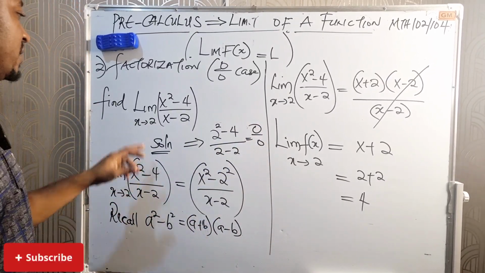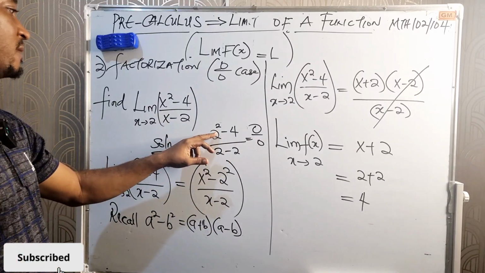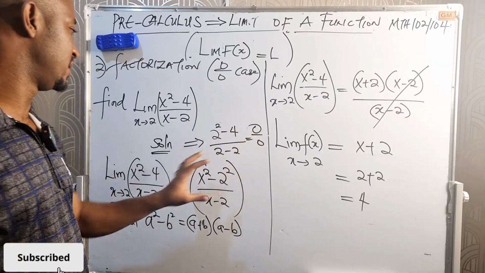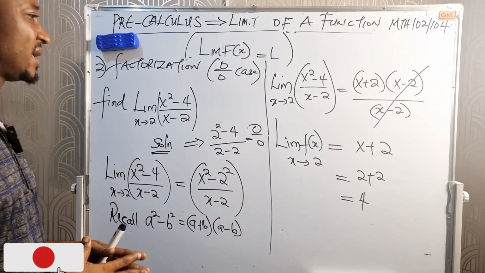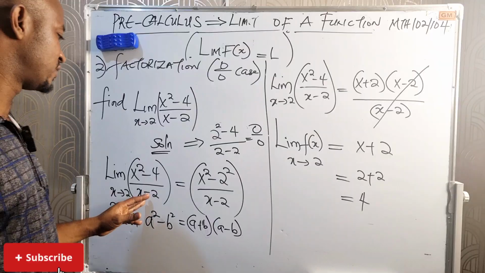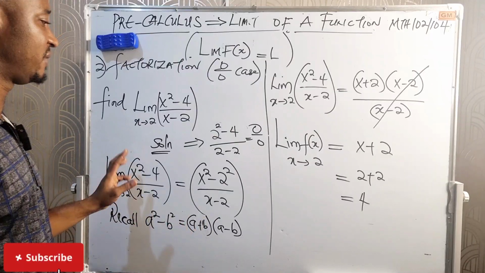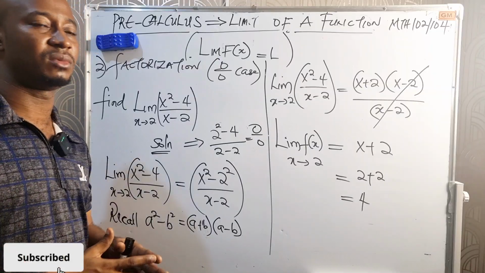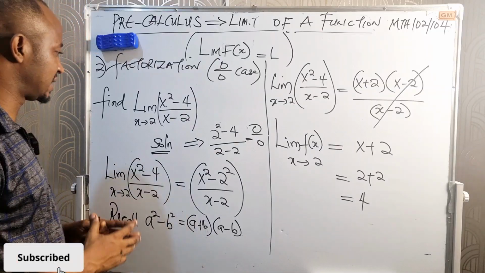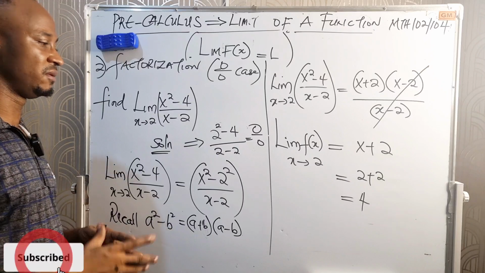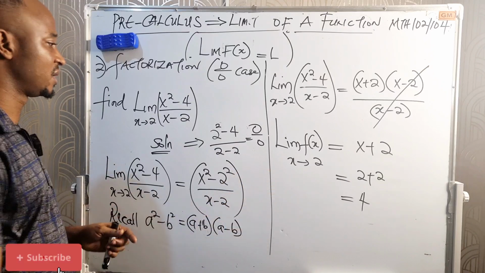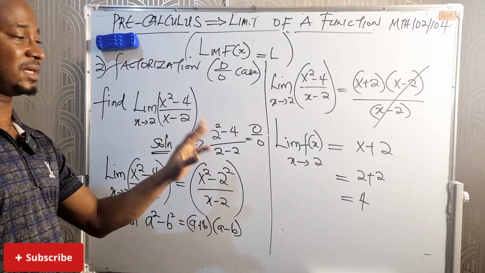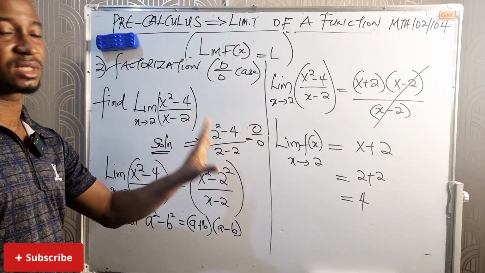So by the time we substitute the value of x as 2, we find that 4 minus 4 is 0, and 2 minus 2 is 0. So direct substitution gave us an indeterminate form. That is why we have to factorize. The way you factorize, we have 4 as the answer. So before you solve any problem under limits, please always try direct substitution first. The first thing is to substitute the value of x into the function, which we just did, and we saw that we have an indeterminate answer.